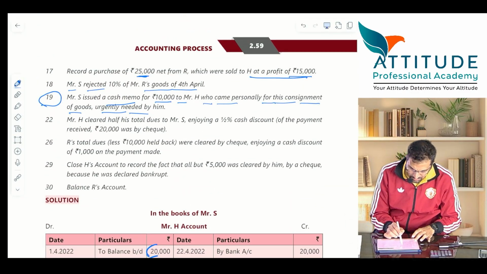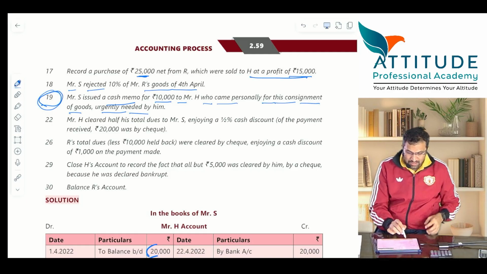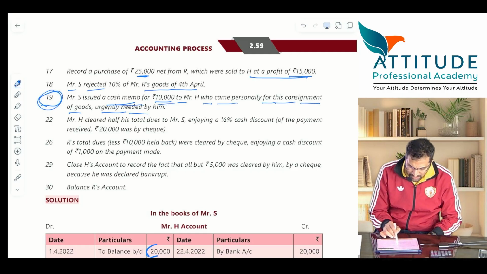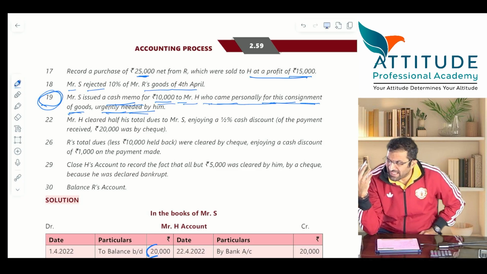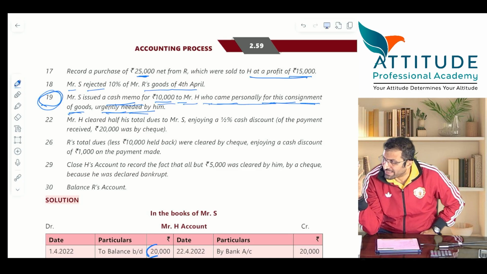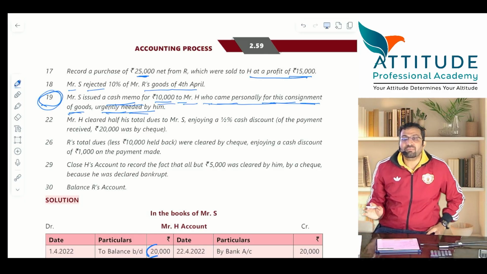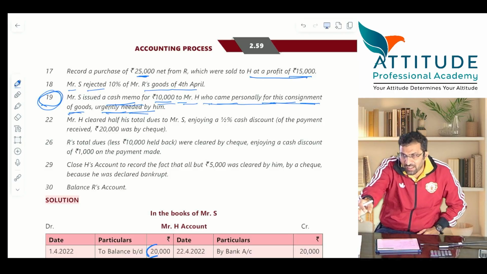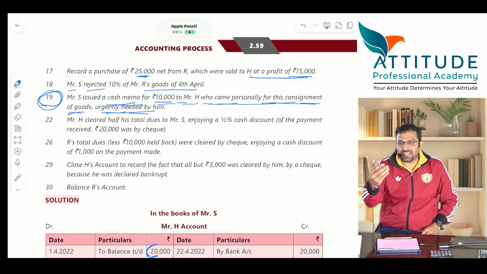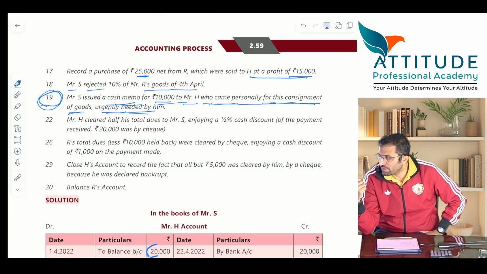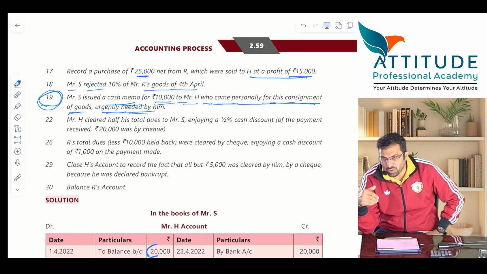हो गया? Next 19th. 19th. ये देखो अभी. Mr. S issued a cash memo of 10,000 to Mr. H who came personally for his consignment of goods urgently needed by him. See, cash memo means सिर्फ bill दे रहा है. क्या दे रहा है? Might be he had already sold the goods long back. अभी सिर्फ bill दे रहा है. तो उसके लिए entry नहीं आता. Is that clear? For just giving a bill, you cannot say it as sales. अभी देखो, I'll just give an example. Let us say Vinayak sir has come to your shop. Okay? Today. You sold the goods to me. Entry बोलो.